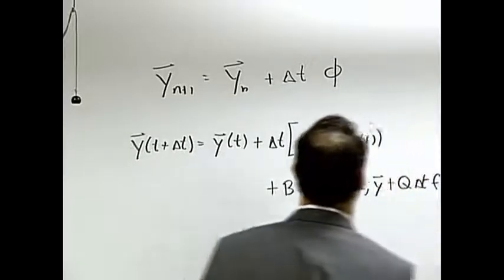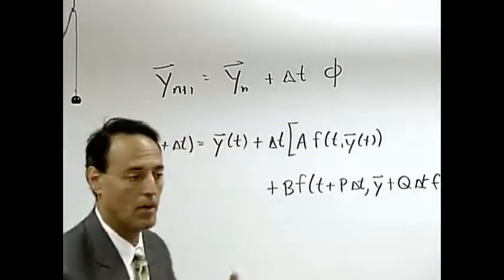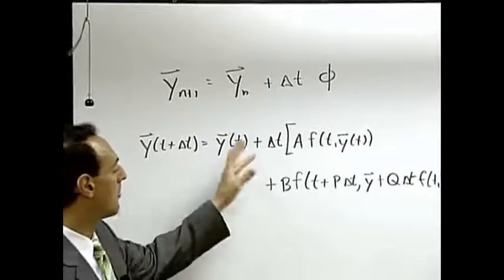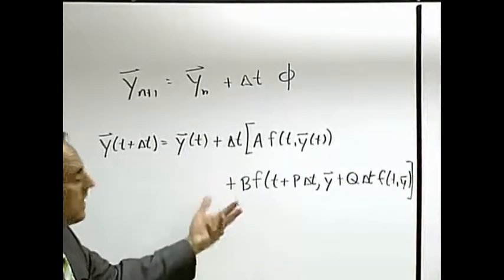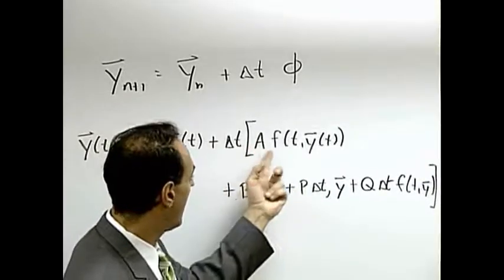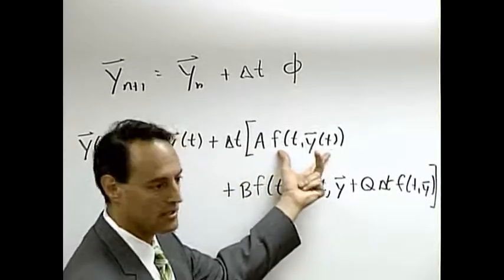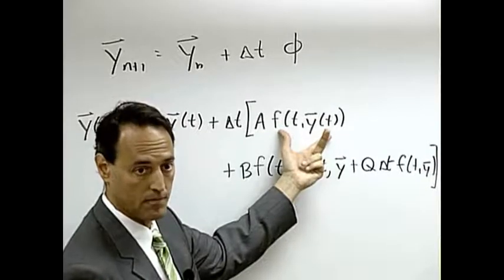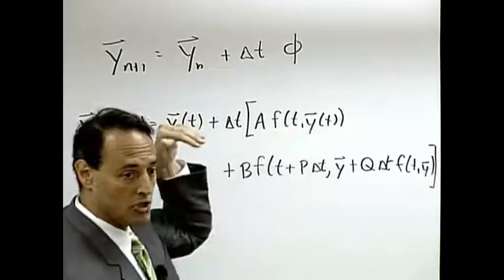Okay, there's a bunch of terms here. Notice what I'm going to do is the following. Let me explain what happens. My solution in the future is what it is now plus something. And what I've done here is said, I'm going to do the following. What is my little bit of something? A times f of t, y. This is the slope on the left. Okay? So this is my slope where I'm starting from.